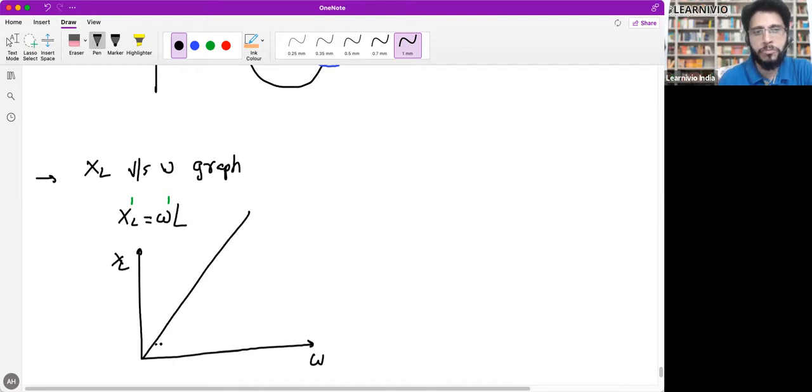Next, you may be asked to calculate the slope of this graph. Abdullah, can you calculate the slope of this graph? Yes, sir. The slope would be XL by omega. See, slope is tan theta, which is always the quantity on the y-axis divided by the quantity on the x-axis. So it's XL by omega. And from this equation, what is XL by omega, Fatma?